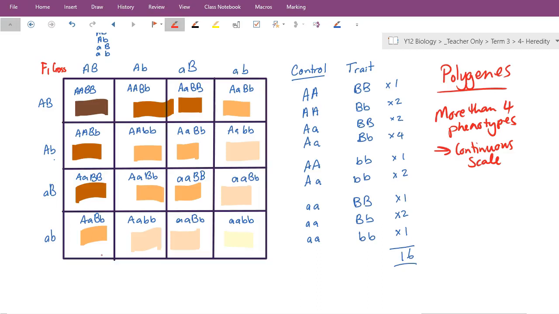So polygenes is where you end up with a lot more than 4 phenotypes, and there's a continuous scale going from one extreme to another. So they're quite easy to pick out because you don't have that definite ratio for the phenotypes. They actually break the box and just spread themselves out and have this continuous scale of different types of phenotypes that you see.